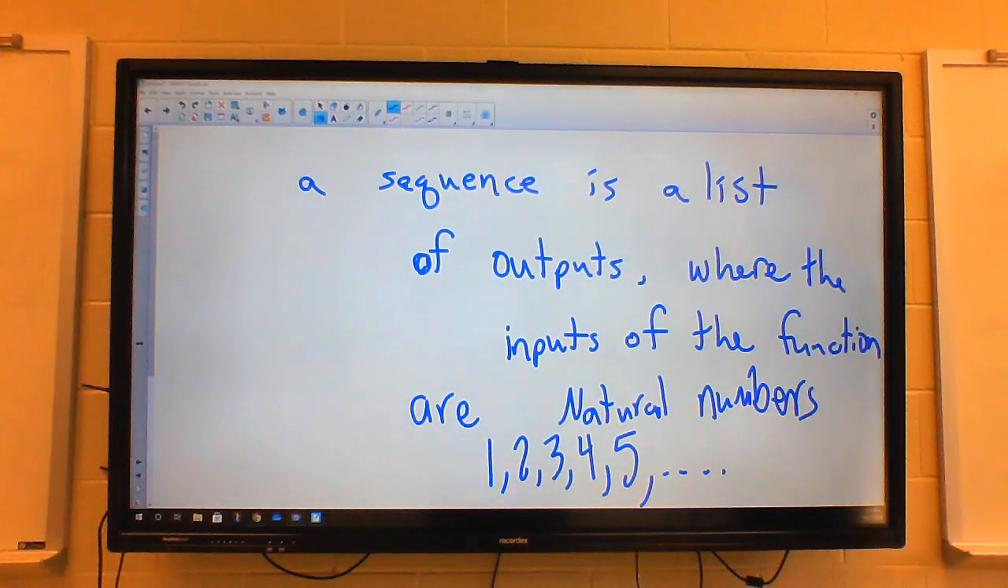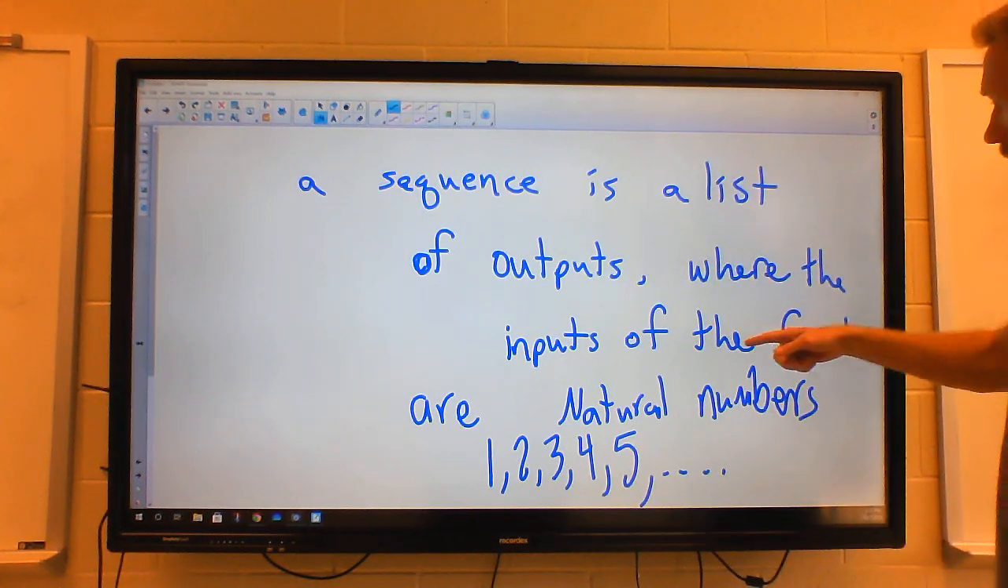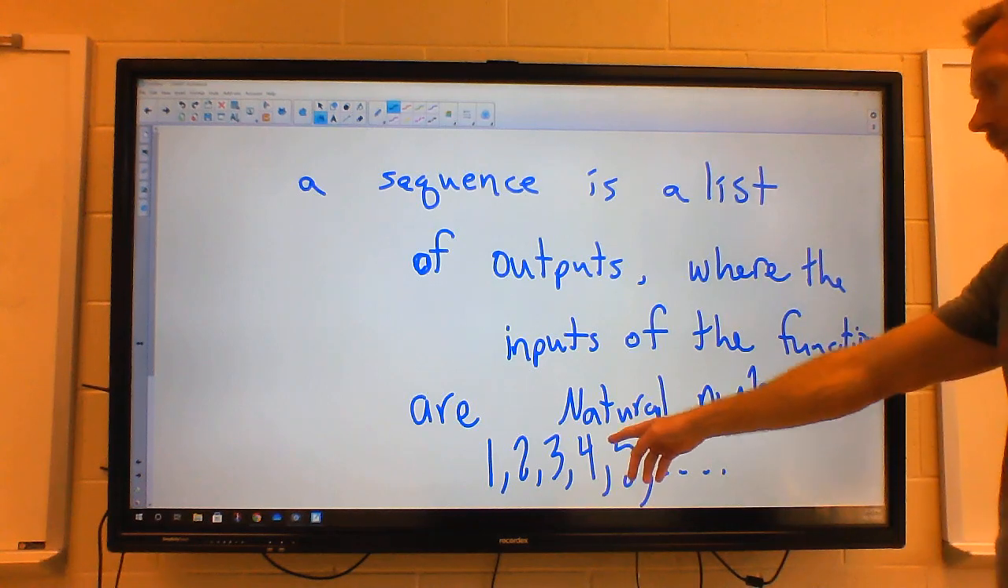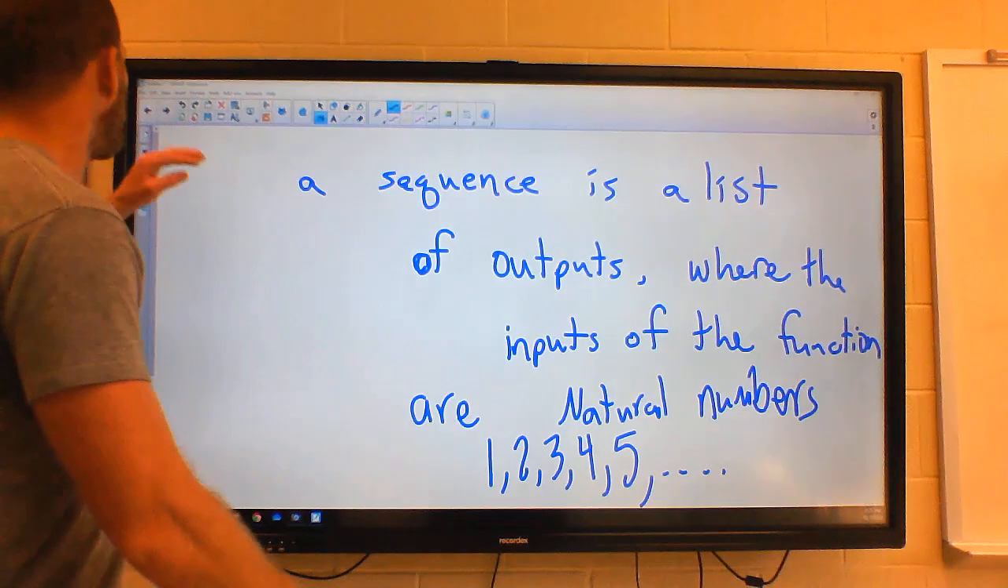So here I have it. You can press pause and take notes. A sequence is a list of outputs where the inputs of the function are natural numbers. And then there's an example of the natural numbers. So it always starts with the value 1. Okay?